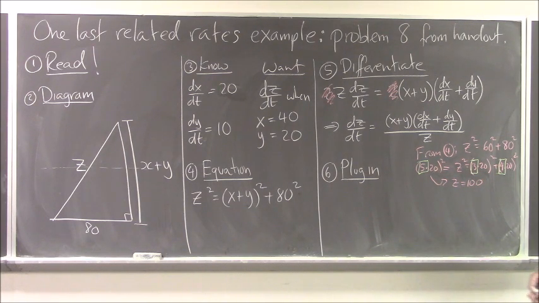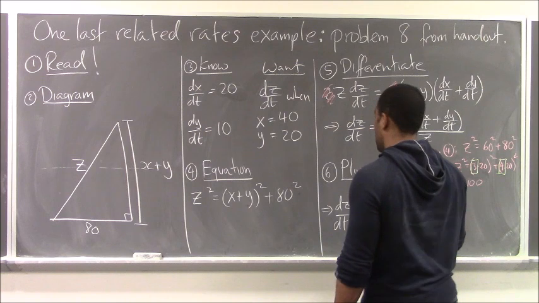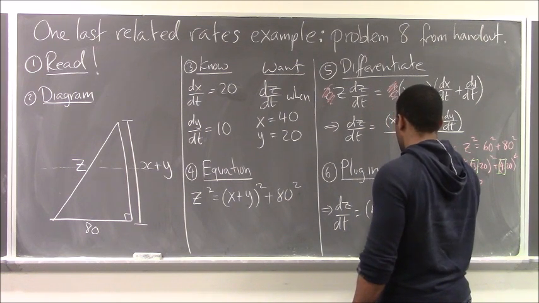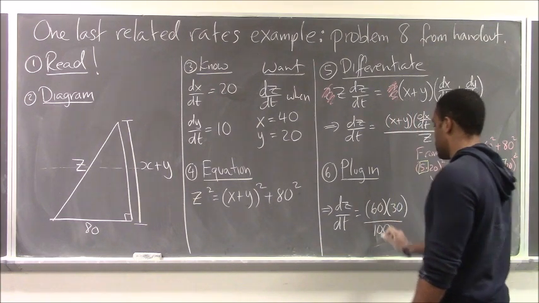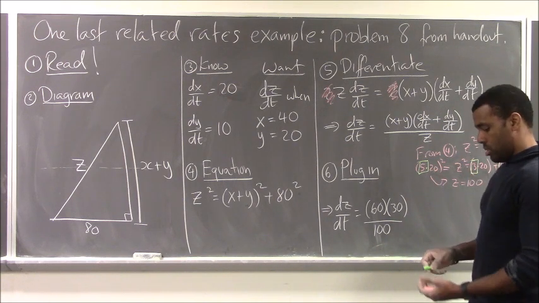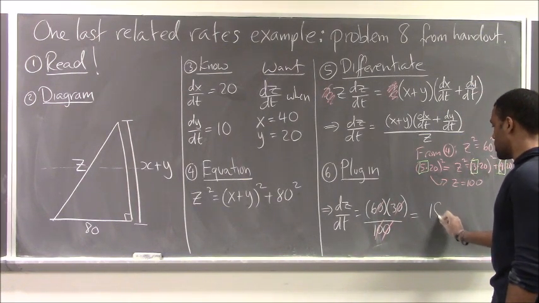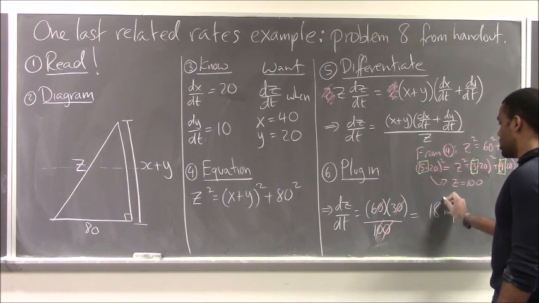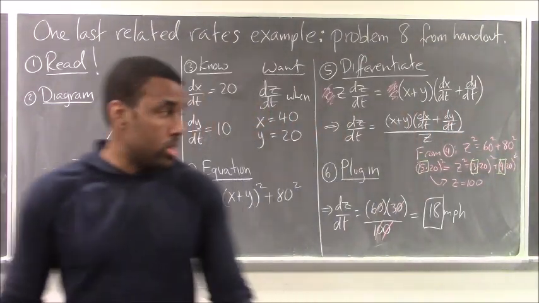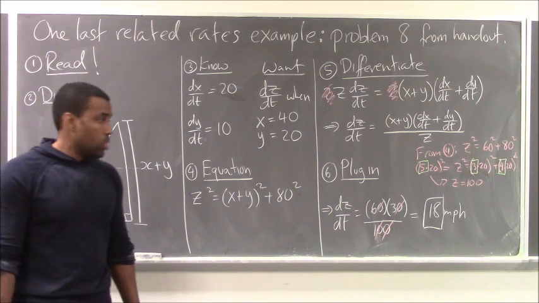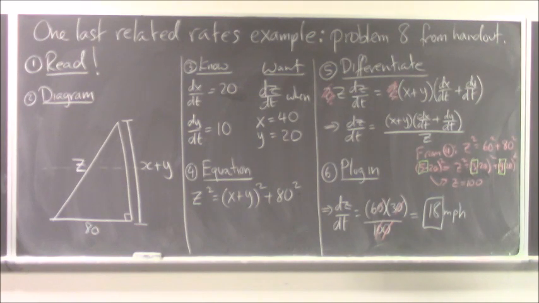And so you go and you plug in. dz/dt equals x plus y, which is 60, times dx/dt plus dy/dt, which is 30, over 100. And 10 cancels into that, 10 cancels into that, 3 times 6 is 18. So it's 18 miles per hour. Like I said, I don't really care about the units, but if you write down the wrong units, I will mark you down. But if you leave off the units, it's fine. 18 is the answer, which means the distance between them is increasing. It's increasing at a rate of 18 miles per hour.